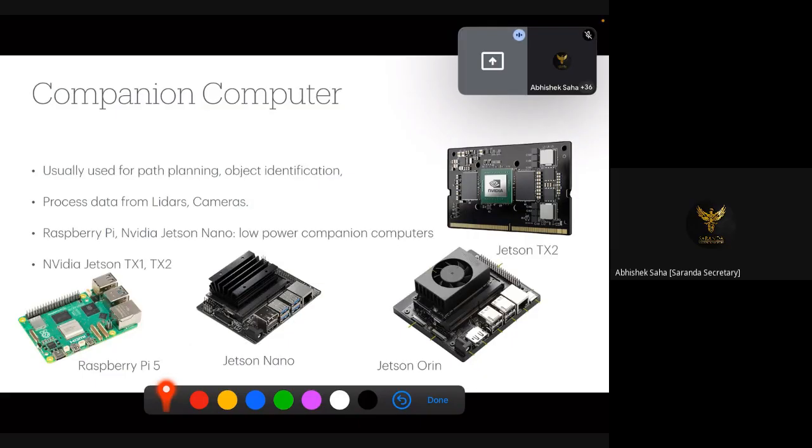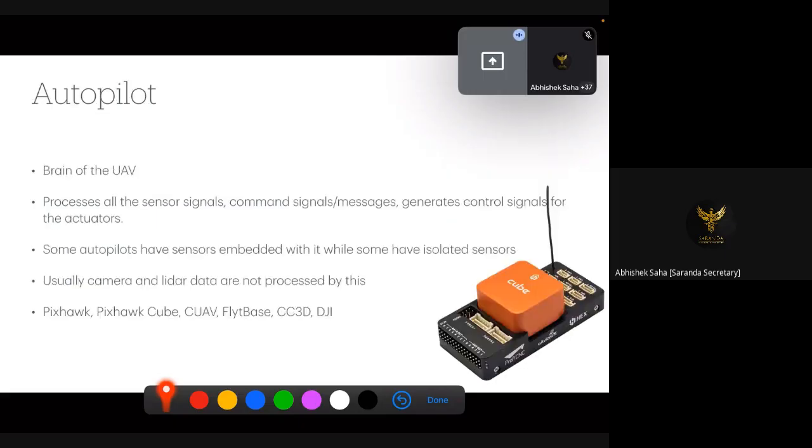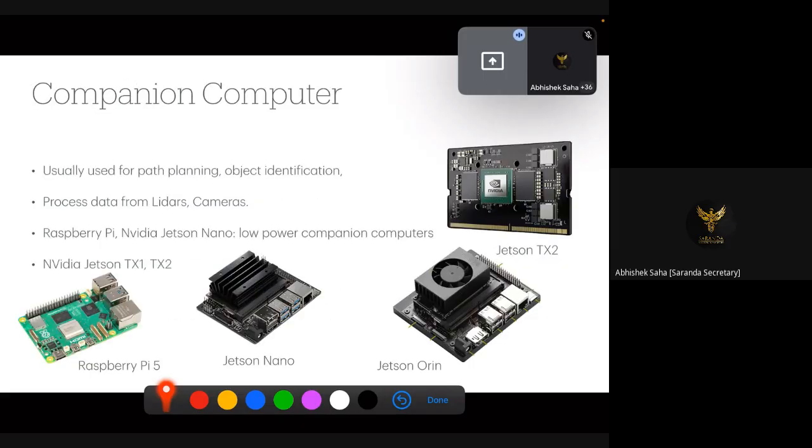Now to process LiDAR information or process camera information and run, for example, complicated path planning algorithms, or if you want to run a neural network, then you need something known as a companion computer. These computers are not real-time computers. So autopilots run a real-time OS, whereas companion computers need not run a real-time OS. They usually run embedded Linux or the usual Linux that we use on our systems, to which these LiDARs and cameras are integrated. And typically they have more processing power as compared to the autopilot. So depending on how much processing you need, you can choose your boards.